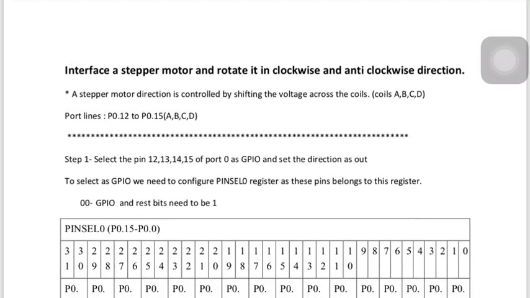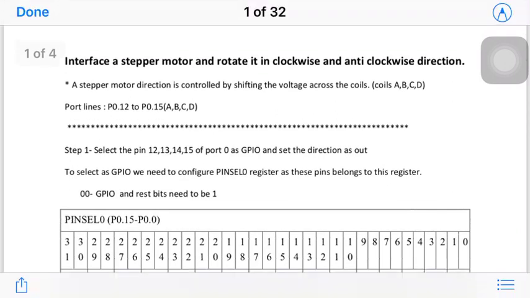Okay, so today we are going to discuss the next experiment, which is to interface a stepper motor and rotate it in a clockwise and anti-clockwise direction. Simply, we are going to connect our stepper motor with our microcontroller, and we are going to rotate that particular motor in a clockwise and anti-clockwise direction. Before that, we need to know some basics about it.